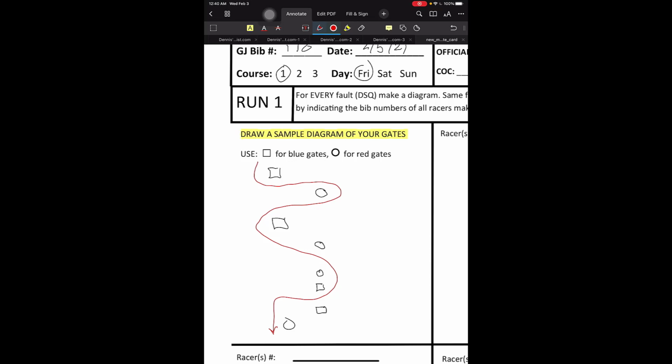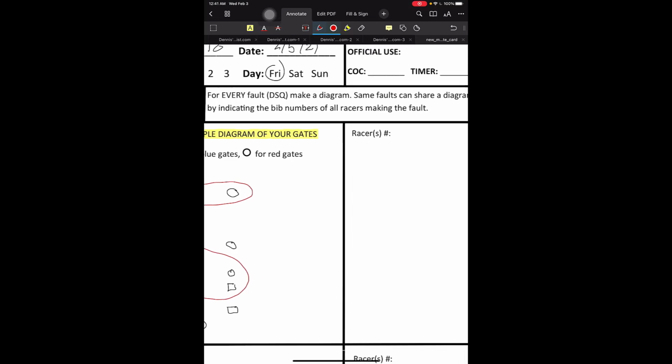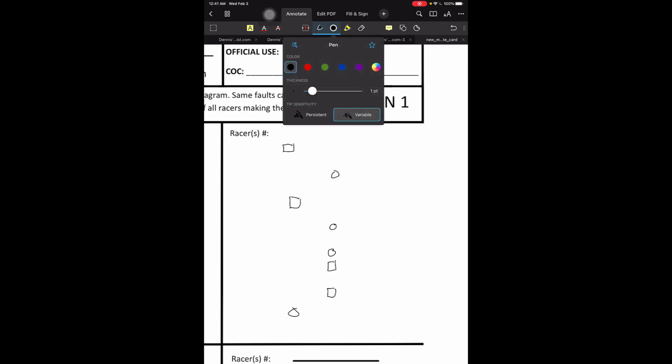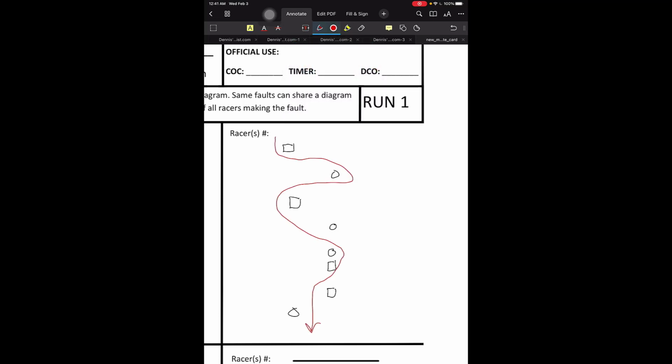So now let's take a look at some of the common disqualifications you might have to document. Let's look at someone missing a gate. So here's the same sequence of gates that we drew in our reference diagram. So let's say that we had a racer who took this line. Clearly they missed this gate right there. They went on the wrong side. So if that racer was number 72, you would simply write down the number next to that line.